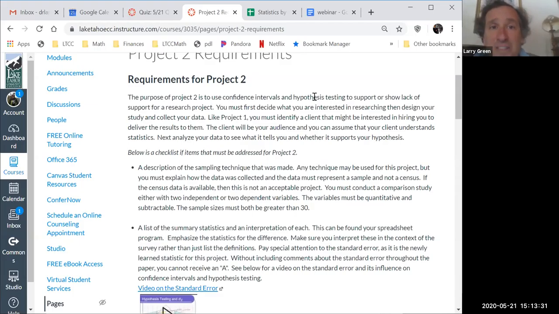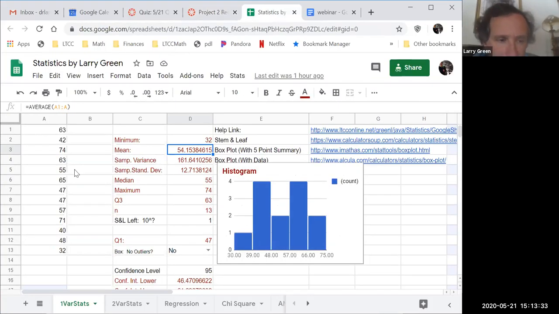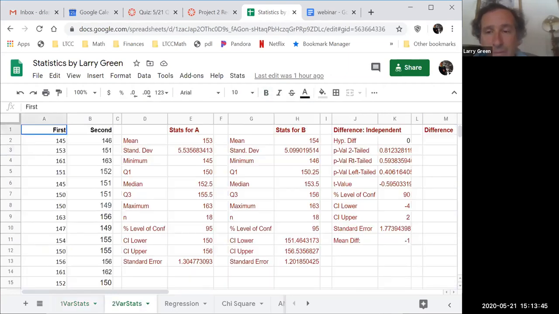I want to show you the spreadsheet. You're used to this page on the spreadsheet. I don't know if you've noticed, but there's a lot of tabs. So for this project, we're in the second tab. Whereas in project one, you had one set of data, for project two, you're going to have two sets of data. And what you're going to do is a comparison study.